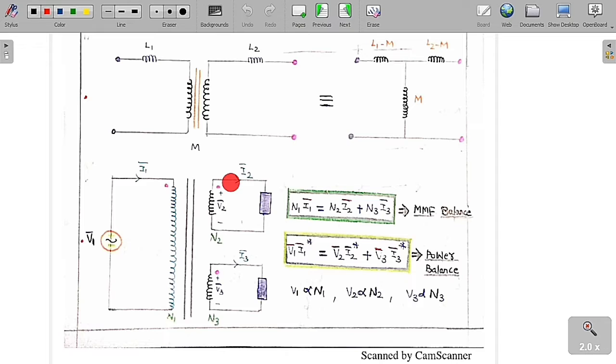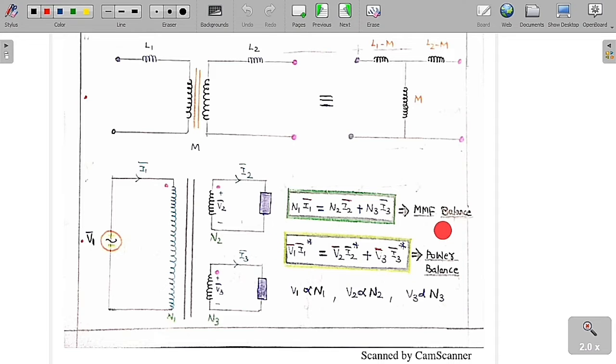So I1 is entering, I2 is leaving, and I3 is leaving, because of the flux produced in the primary coil. The current is induced in the two secondaries. Now we have to understand that the MMF balance always applies: N1 I1 is equal to N2 I2 plus N3 I3, because this coil is going to produce the MMF and these are going to absorb the MMF. So the overall production is equal to the overall consumption. Therefore N1 I1 is equal to N2 I2 plus N3 I3.